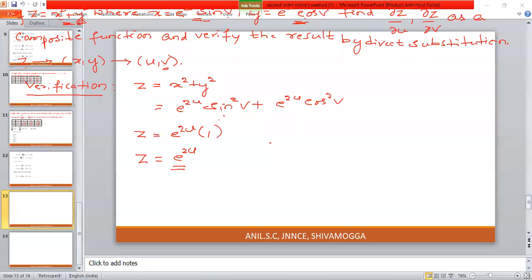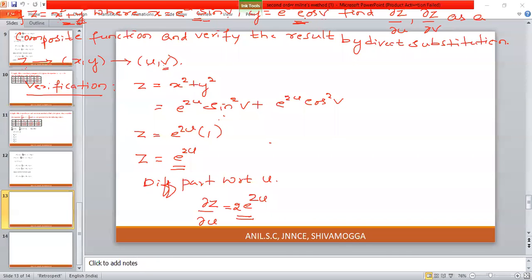Now differentiate this z partially with respect to u. Treat v as constant. Derivative of z is del z by del u. This is equal to derivative of e power 2u is e power 2u into derivative of 2u with respect to u is 2. Is this correct? This is what we obtained previously. Del z by del u is equal to 2 into e power 2u.